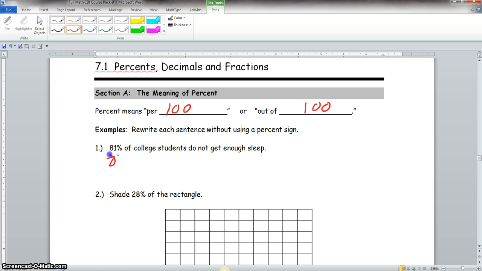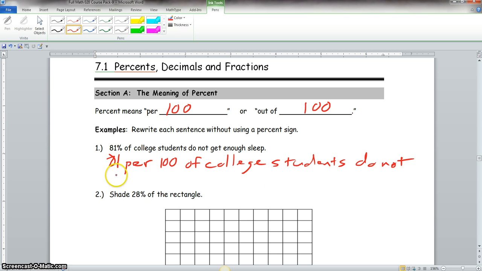So you could say 81 per 100 of college students do not get enough sleep. And then you could also, instead of the word per, replace per with out of. And that could be your second sentence.